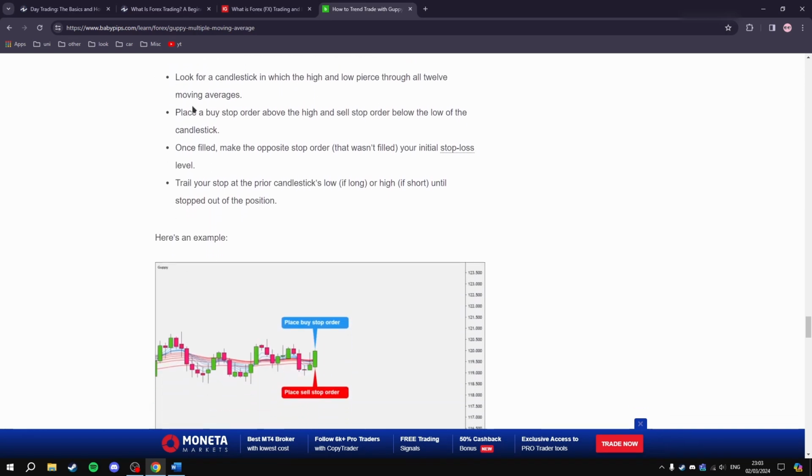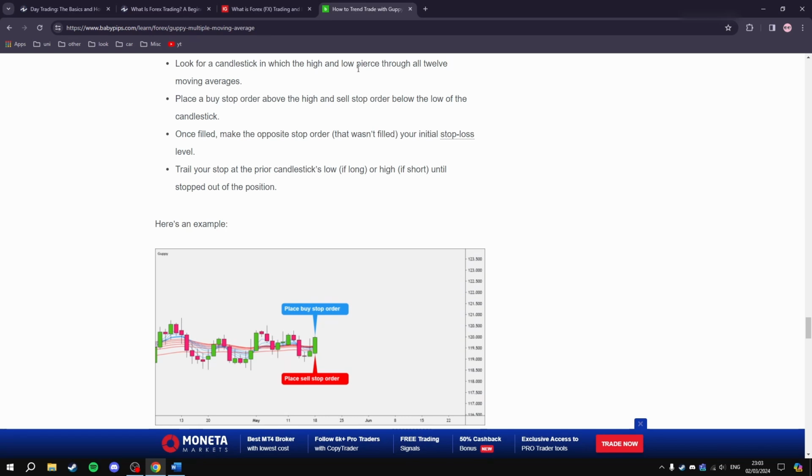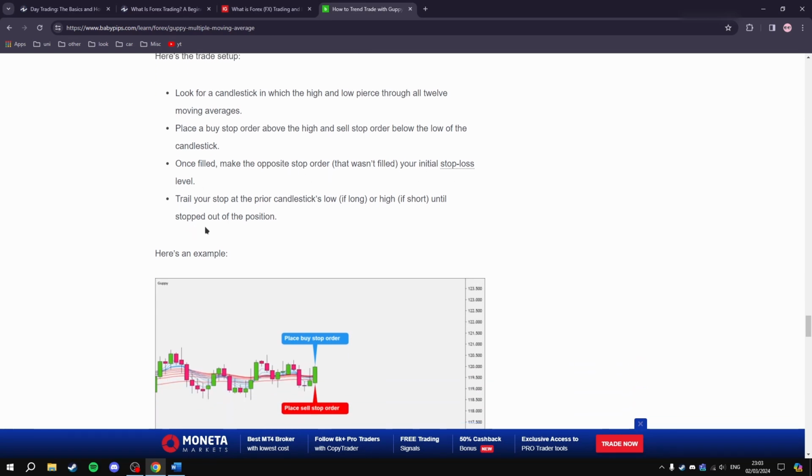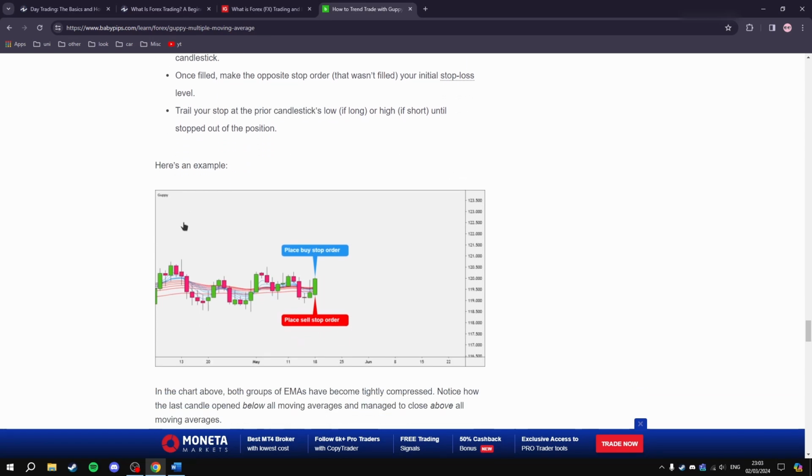Here's the setup. Look for a candlestick in which the high and low pierce through all 12 moving averages. Place a buy stop order above the high and a sell stop order below the low of the candlestick. Once filled, make the opposite stop order that wasn't filled your initial stop loss level. Trail your stop at the prior candlestick's low if long or high if short until stopped out of position.